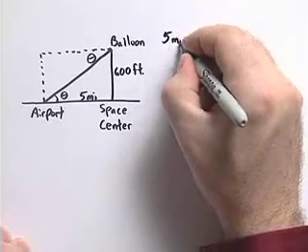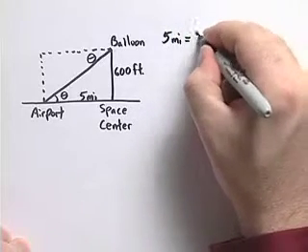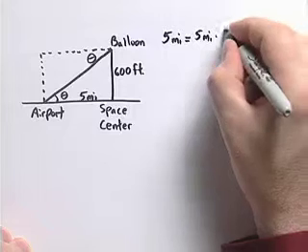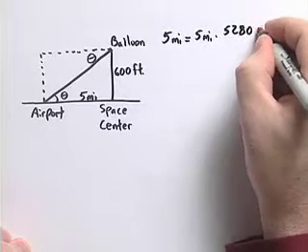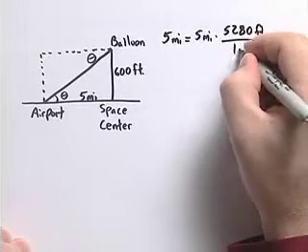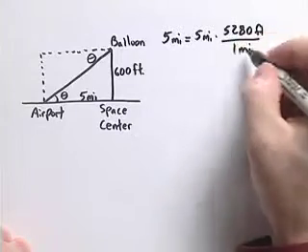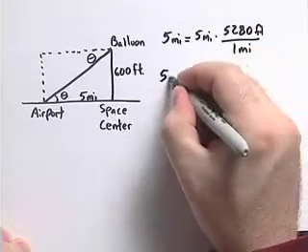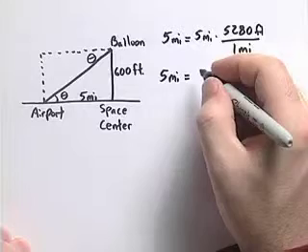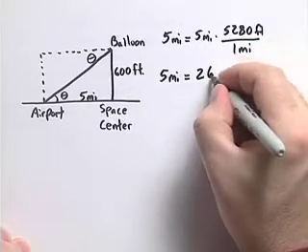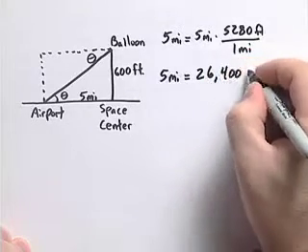So 5 miles we can write as 5 miles times 5,280 feet in 1 mile. And here the miles will cancel. We'll get that 5 miles is equivalent to 26,400 feet. Now that we have the same units, we can go ahead and continue with our problem.